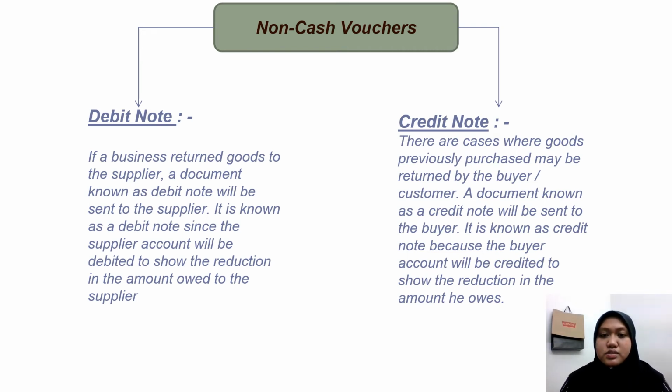Okay, so for the second, credit note. Credit note is there are cases where goods previously purchased may be returned by the buyer or customer, and then the document known as a credit note then will be sent to the buyer. So it's known as credit note because the buyer account will be credited to show the reduction in the amount it owes.